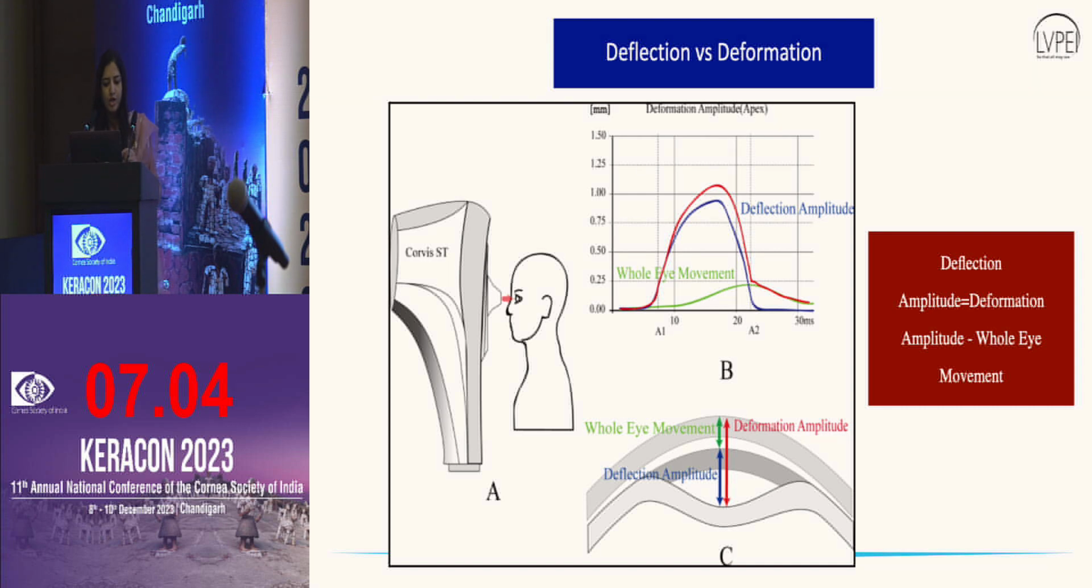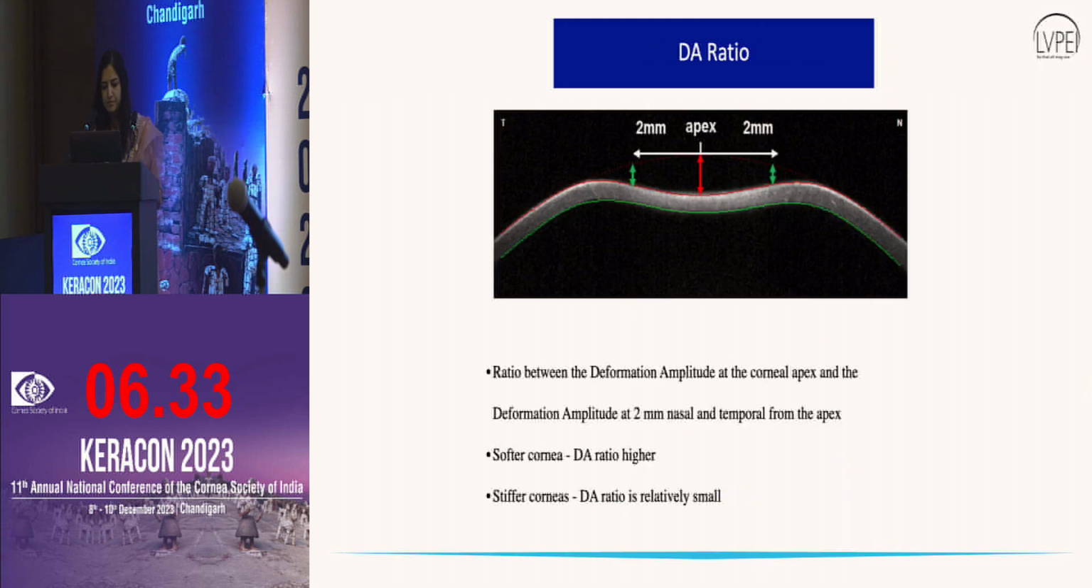And what are those? When a collimated air pulse is thrown at the globe, the entire globe is also going to move along with the deformation of the cornea. So the entire movement of the corneal apex from its original position is called the deformation amplitude. But when we subtract the whole eye movement from there, then we get the deflection amplitude of the cornea alone. The whole eye movement is also going to depend on your scleral rigidity as well as the presence of orbital fat around the eyeball. These factors are not taken into account when you measure the deflection amplitude.